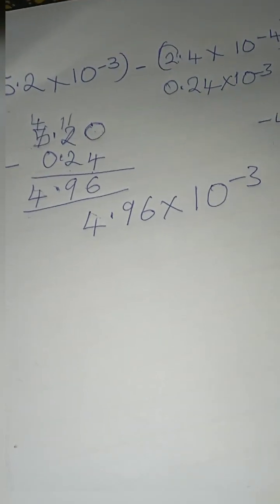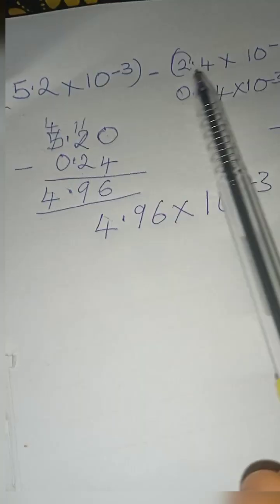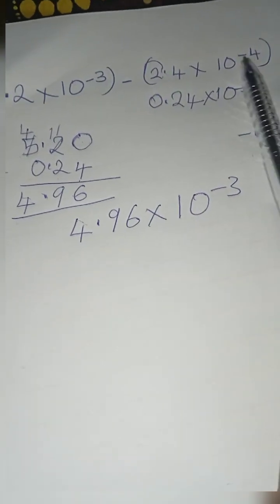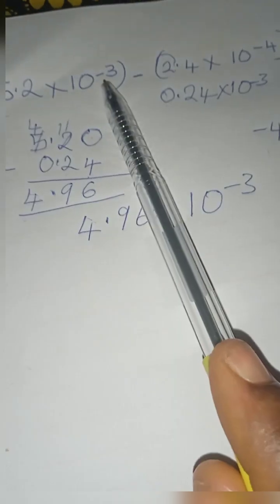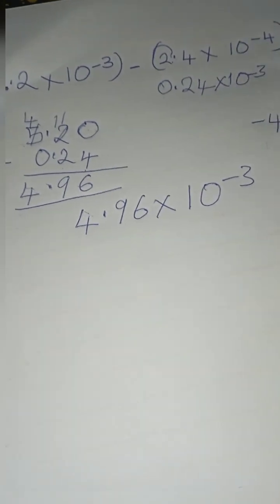You can see the trick. When the power is negative, adding 1 to minus 4 makes it increase to minus 3. It will not become minus 5. That is when it is a negative power. But if it is a positive power, if you add 1 to 4, it becomes 5. So take note of it.